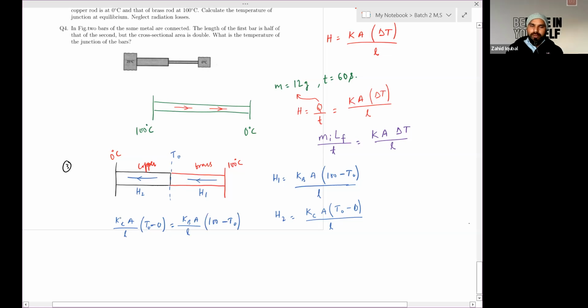Thermal conductivity of copper is 4 times thermal conductivity of brass. So it will be 4 Kb T0 equals Kb into (100 minus T0). So Kb and Kb will cancel out. So it will be 4 T0 equals 100 minus T0. So 5 T0 will be 100 and T0 will be 20 degrees Celsius.